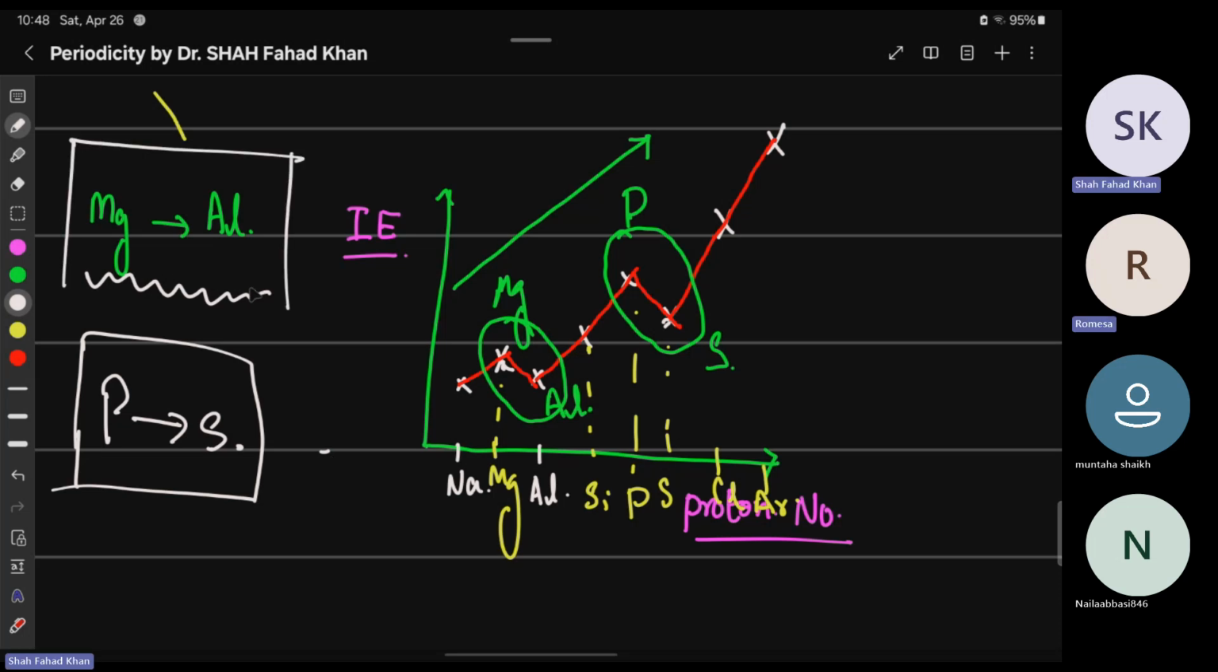Because of the shielding effect. Which one is because of shielding effect? First one or the second one? Magnesium and aluminum. No, it's not actually the shielding effect. Shielding effect for both of them is the same. Okay, let's study this in detail now.